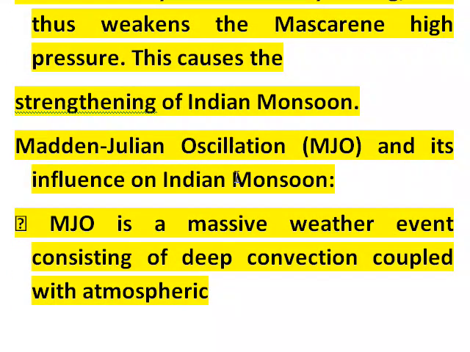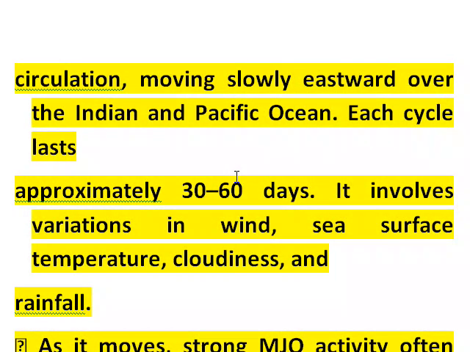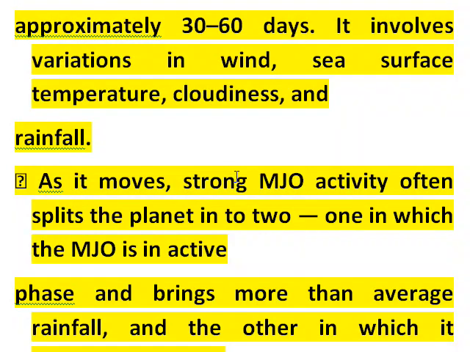Now, Madden-Julian Oscillation and its influence on Indian monsoon. MJO, the Madden-Julian Oscillation, is a massive weather event consisting of deep convection coupled with atmospheric circulation moving slowly eastward over the Indian and Pacific Ocean. Each cycle lasts approximately 30 to 60 days. It involves variations in wind, sea surface temperature, cloudiness, and rainfall.